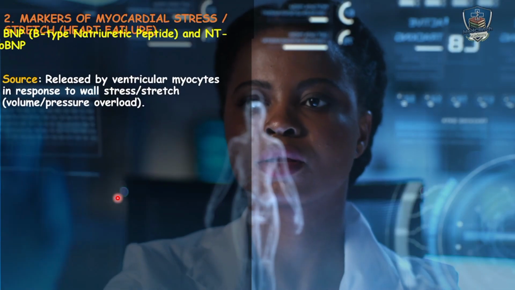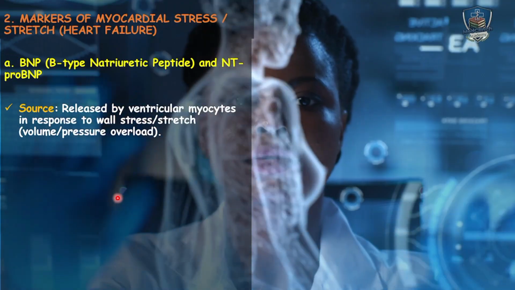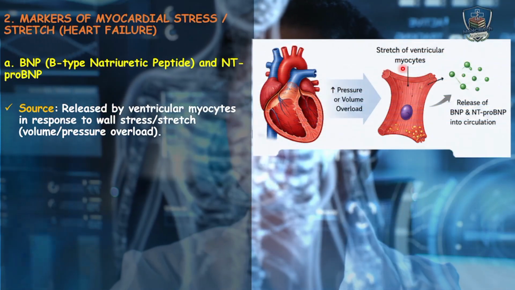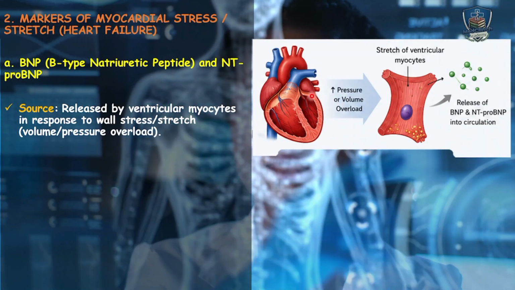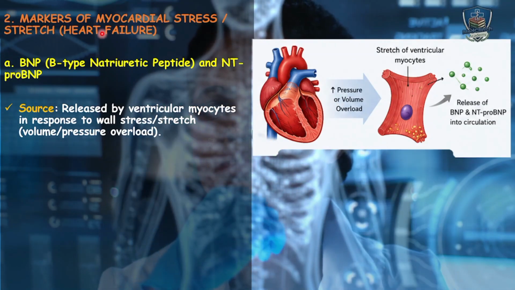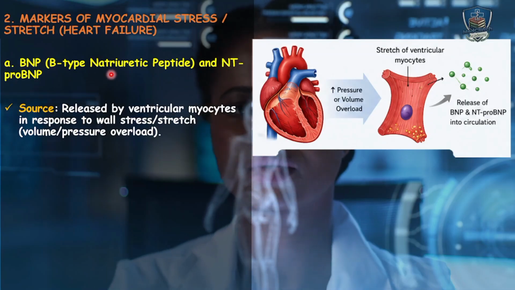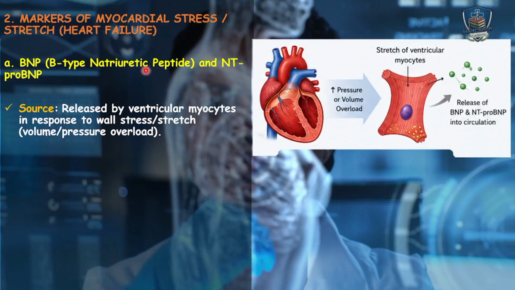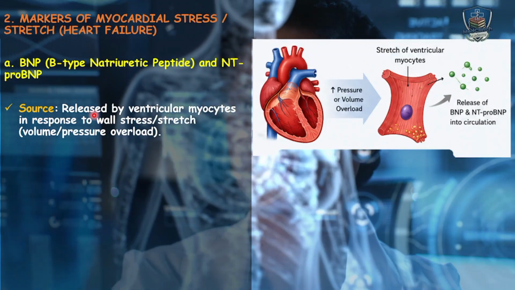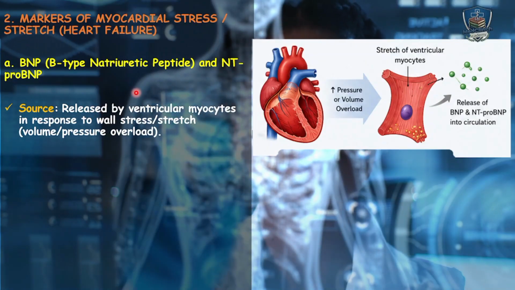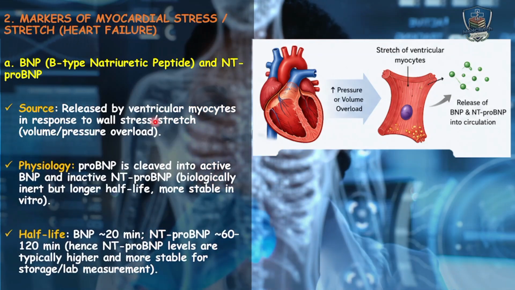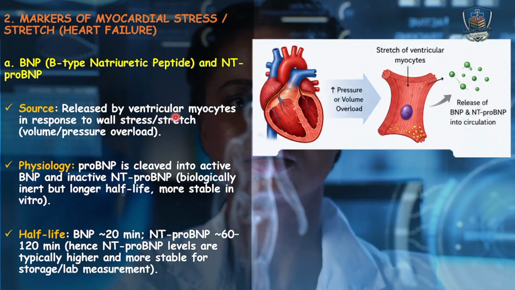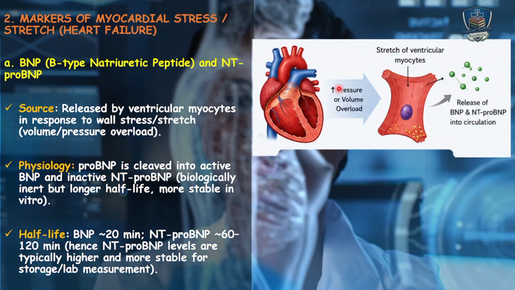Apart from the markers of myocardial necrosis or injury, we also have markers of myocardial stress or stretch. These are very useful for identifying or diagnosing heart failure. The one used here is the BNP or the NT-proBNP. BNP means B-type natriuretic peptide. The NT-proBNP is an advanced form of BNP. These are released by ventricular myocytes in response to wall stress or stretch. This may happen in volume or pressure overload.